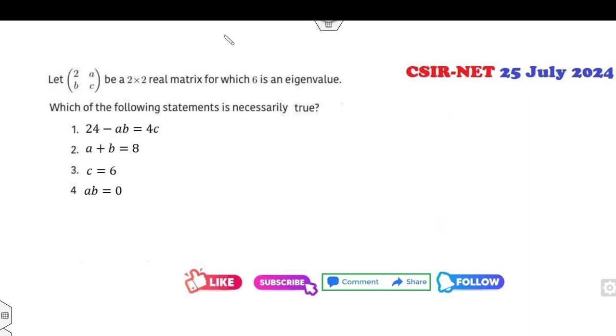Okay, look at this another one. Again it is a matrix. So look at the eigenvalue. 6 is one of the eigenvalues. So how can you write that? A possible case can be this. So if you compare them, I consider A is my 0, B is my 0, C is my 6.